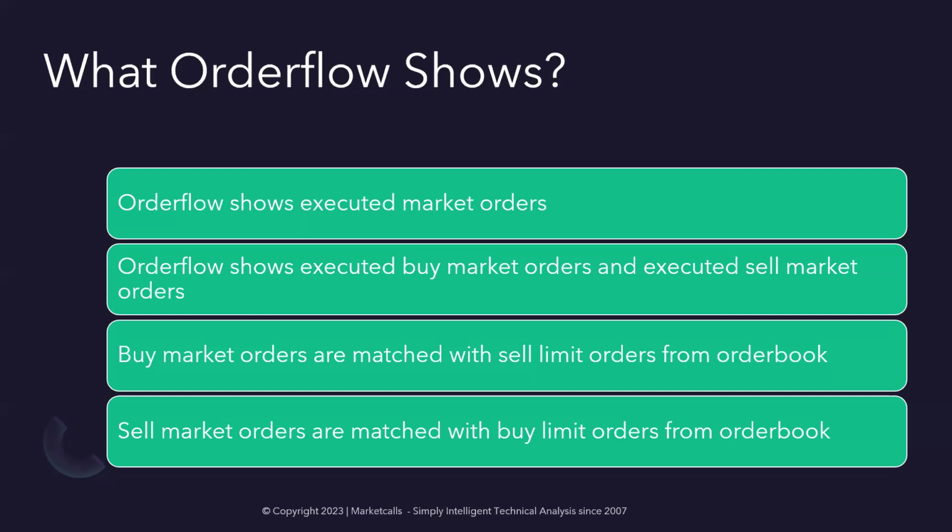So if you see the order flow charts, you'll be seeing the candlestick charts. Inside the candles, you'll be seeing the volumes, and the volumes will be separated as buy side volume and sell side volumes. Last series also we discussed that buy market orders always get matched only with the sell limit orders from the order book, and sell market orders always match with the buy limit orders from the order book.